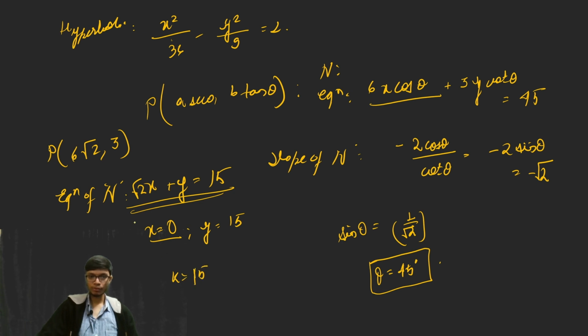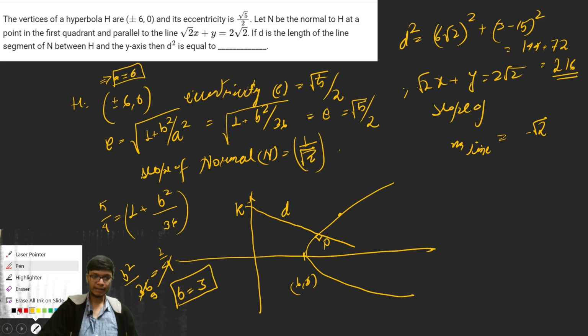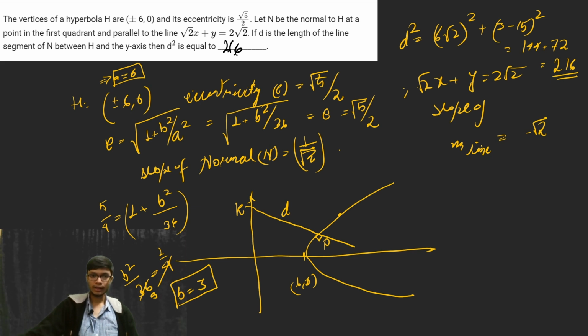Okay, so what distance do we have to find? We have to find the distance between the point P and the point K, where K is basically (0, 15). If we apply the distance formula, d square is equal to (6√2) whole square plus (3 minus 15) whole square. So it will be equal to 72 plus 144, and if you solve it, the result will be 216. So the right answer is 216, and that is the numerical type answer that you must report.